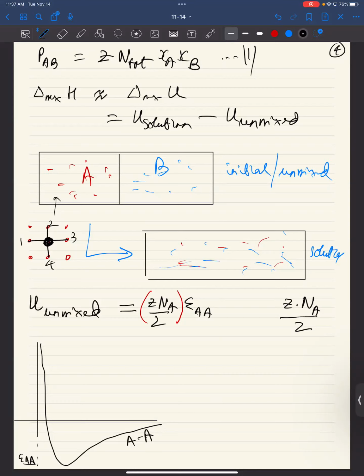But that's only for A, right? We have to have a similar expression for B also, right? And now that will be super easy. It will be ZNB by 2 multiplied by epsilon BB. Let's call this equation 2, and let's call the U unmixed equation 3. Okay, so we got U unmixed. Now we have to talk about U solution.